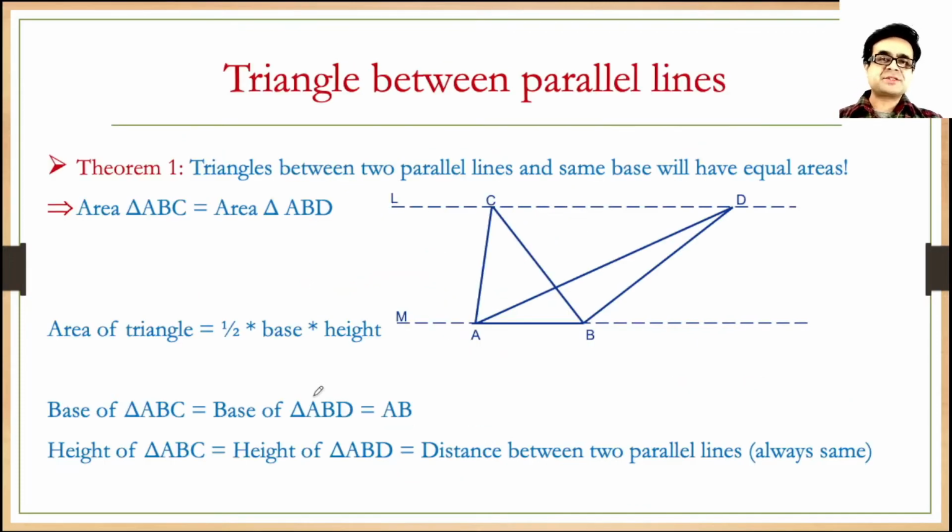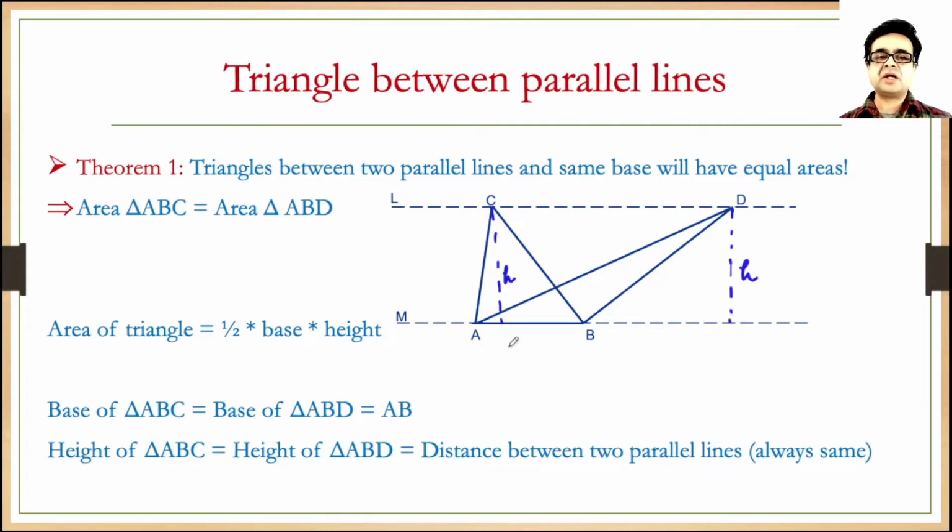So this is a classic problem of a triangle between two parallel lines, and a very basic application of the area of triangle formula. It follows from the fact that the distance between the parallel lines is always the same. So this height will be the same as this height.